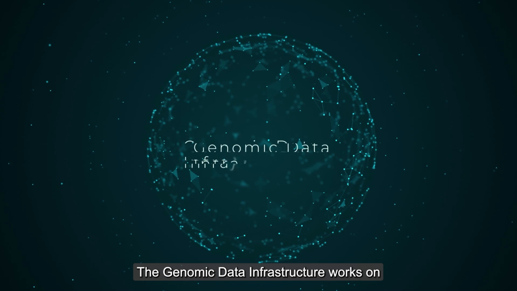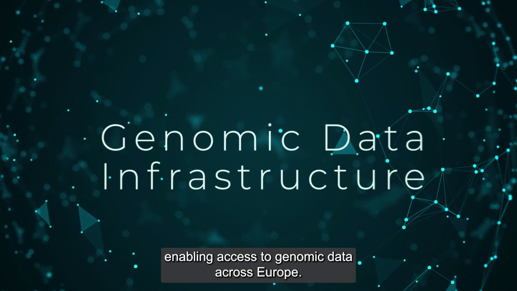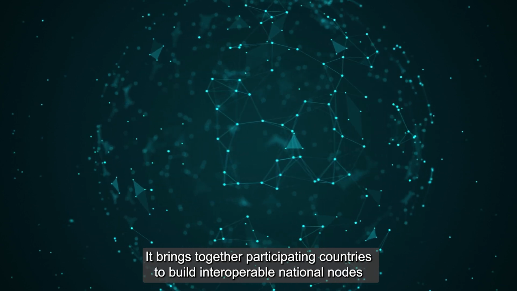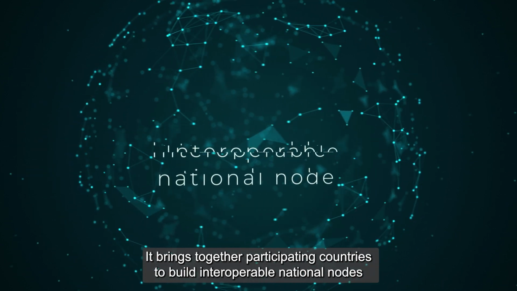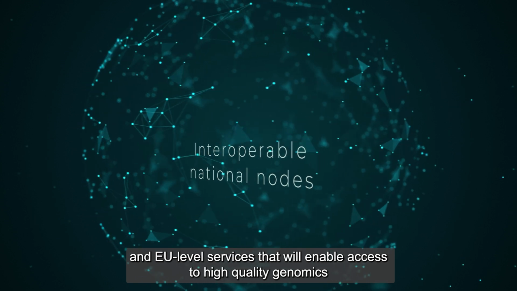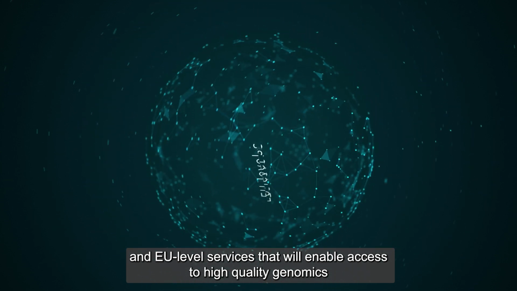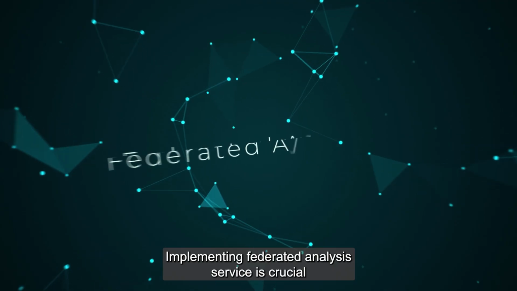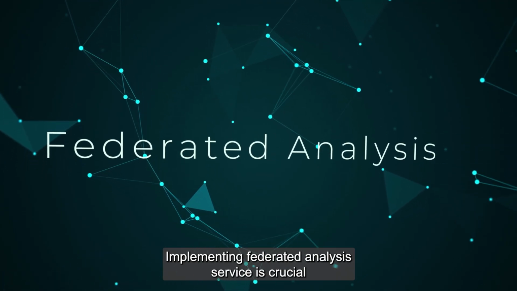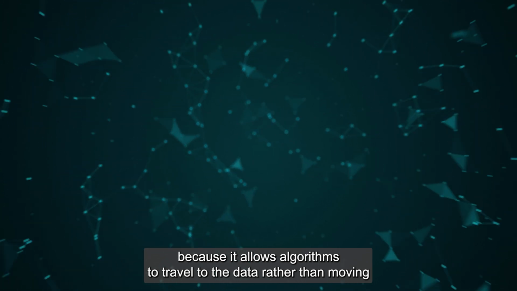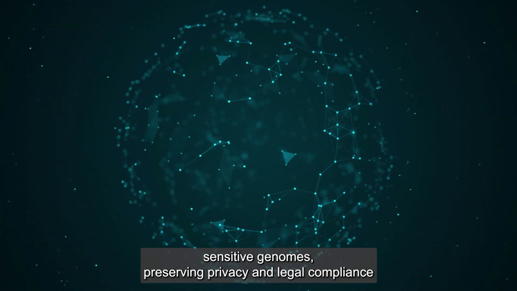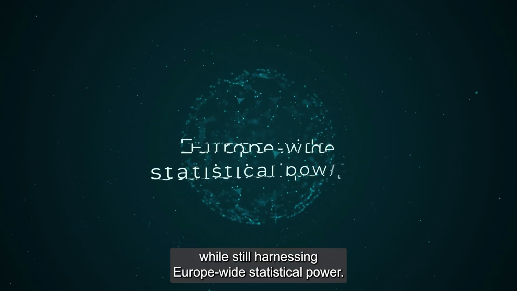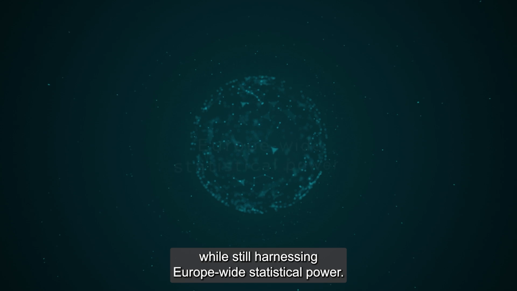The Genomic Data Infrastructure works on enabling access to genomics data across Europe. It brings together participating countries to build interoperable national nodes and EU-level services that will enable access to high-quality genomics and health data cross-border by 2026. Implementing Federated Analysis Service is crucial because it allows algorithms to travel to the data rather than moving sensitive genomes, preserving privacy and legal compliance while still harnessing Europe-wide statistical power.